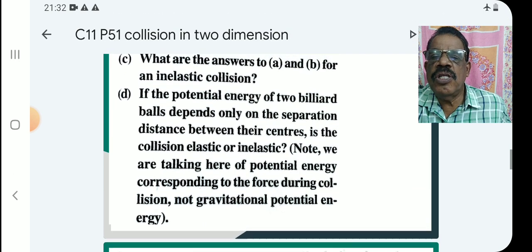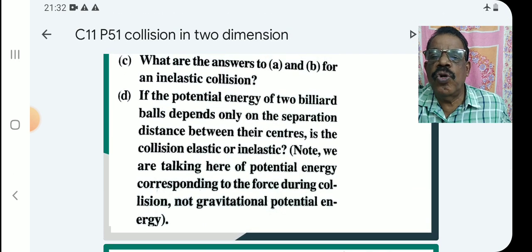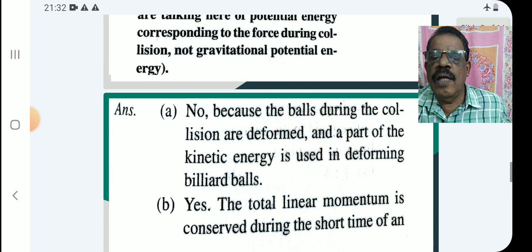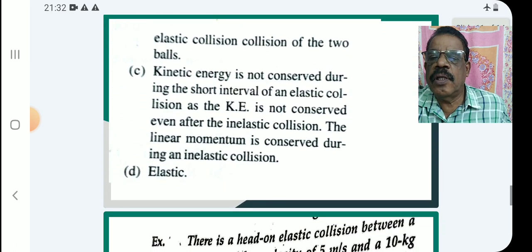If the potential energy of the two billiard balls depends only on the separation distance between their centers, is the collision elastic or inelastic? The answer is elastic.